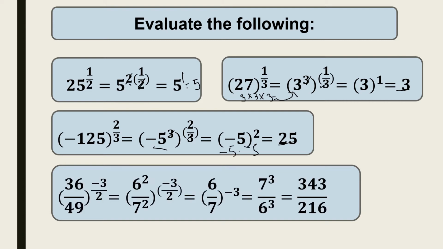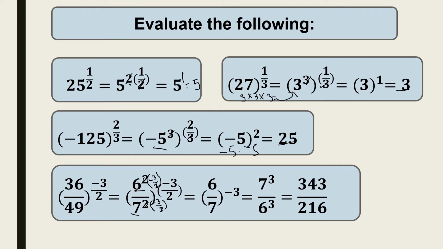Next, a fraction, 36 and 49. Again, 6 squared. When you multiply 6 times 6, that is 36. And 7 times 7 is 49. So, negative 3 over 2, 6 over 7. Teacher, why is it just like 6 over 7? It is because when it distributes the negative 3 to the exponent, therefore it cancels. So the remaining number is just like this, negative 3.